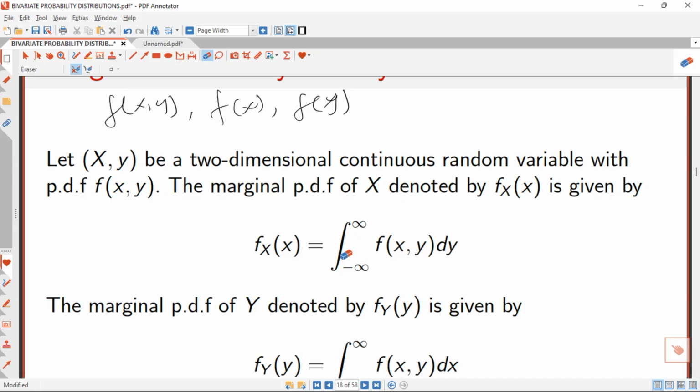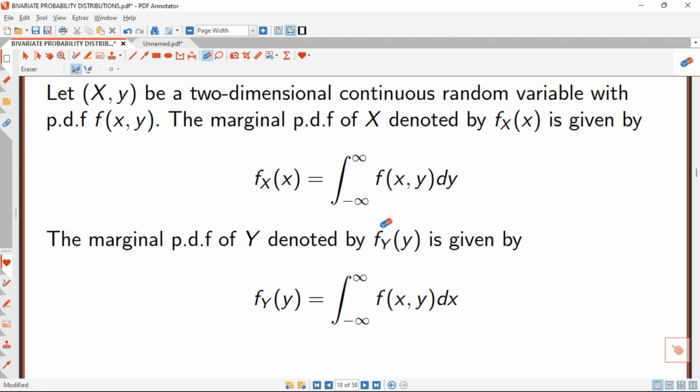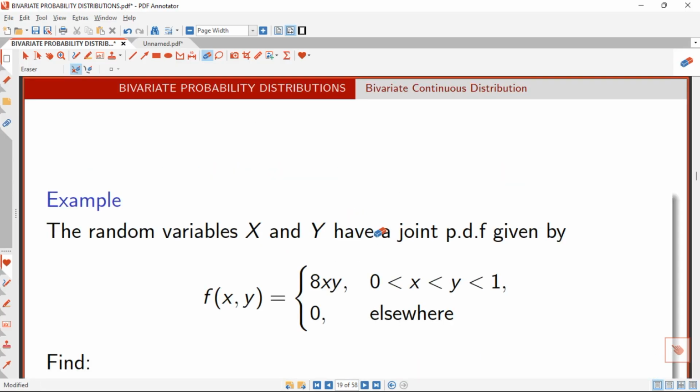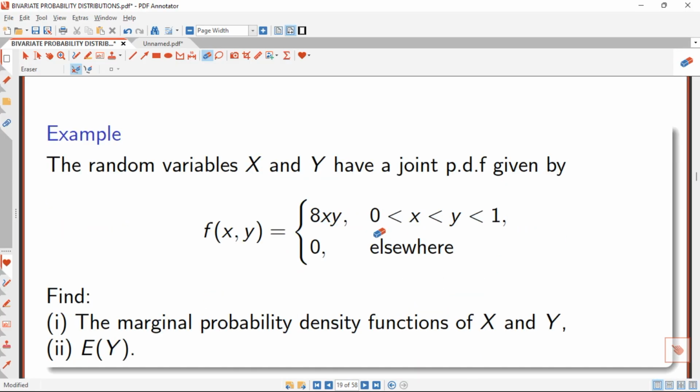So you are going to integrate from negative infinity to positive infinity of the joint probability density function with respect to y. And then you can also be asked to calculate the marginal probability density function of y. That one you are going to integrate on the limit of x, of the joint probability density function with respect to x. Once you're able to do that, we can get our marginal for both x and y. So let's solve some questions to better our understanding.